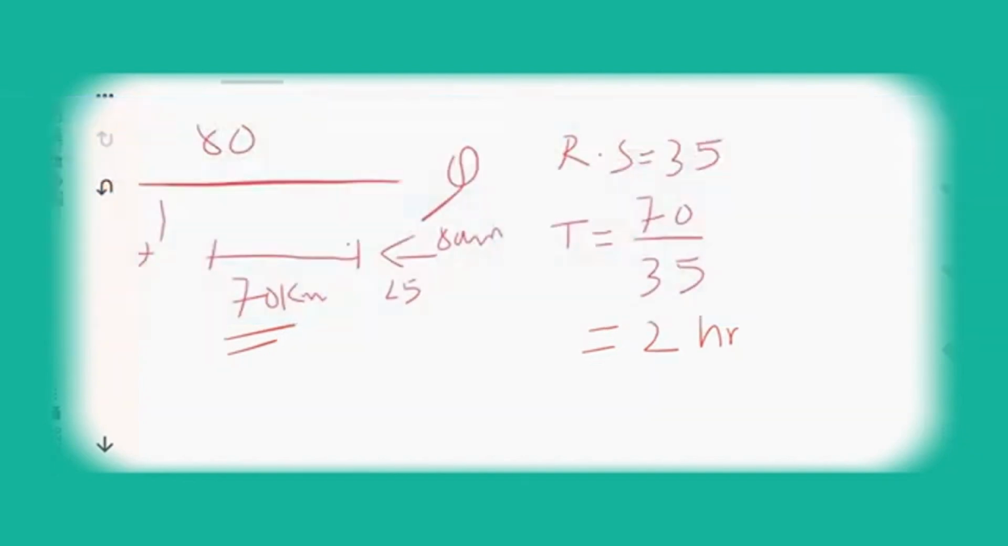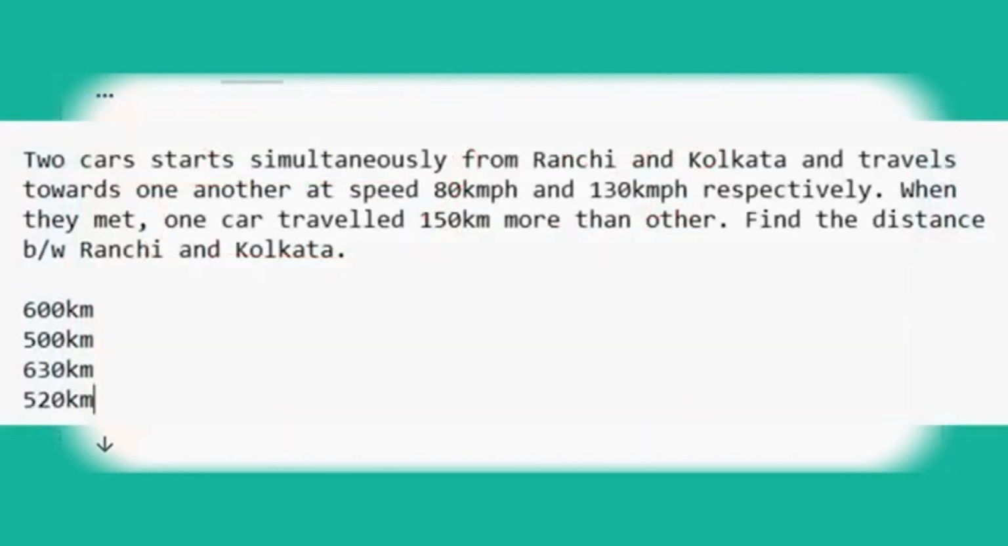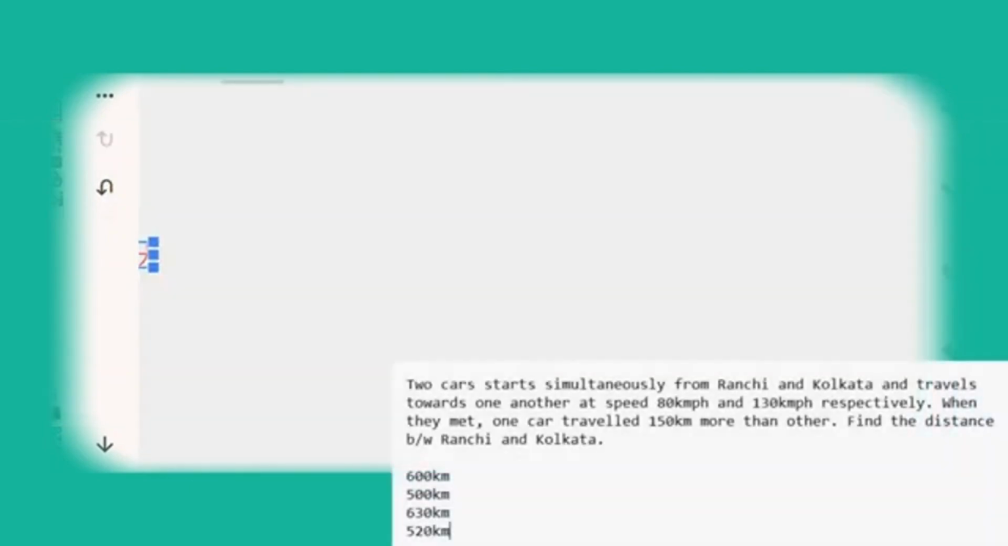Okay, so the next problem is quite similar. Two cars start simultaneously from Ranchi and Kolkata and travel towards one another at speeds of 80 km per hour and 130 km per hour respectively. When they met, one car had traveled 150 km more than the other. Find the distance between Ranchi and Kolkata. I hope you guessed how to solve the problem. Still, let's see if you are right or not. I hope you already solved this problem, still I am solving it for you.